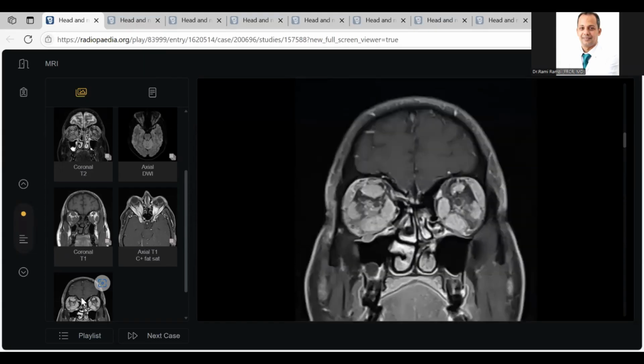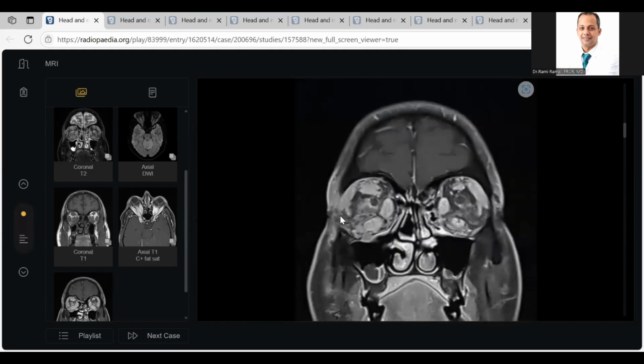What else? There is something here. What is this? The lacrimal gland. Excellent. Lacrimal glands are involved bilaterally as well. Bilaterally. This is common in thyroid orbitopathy or autoimmune pseudotumor. Autoimmune pseudotumor. Excellent.